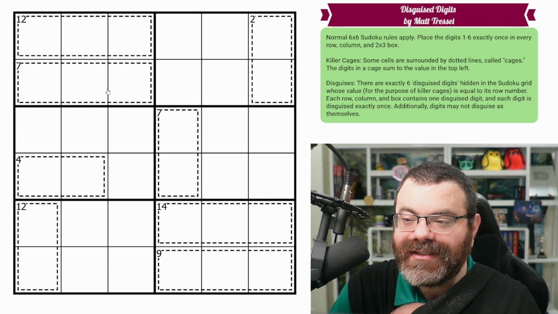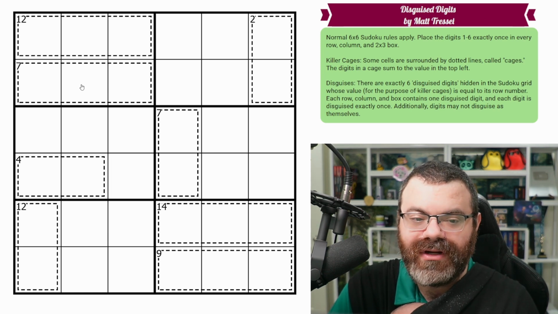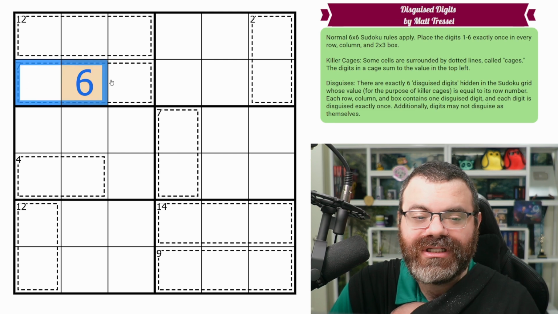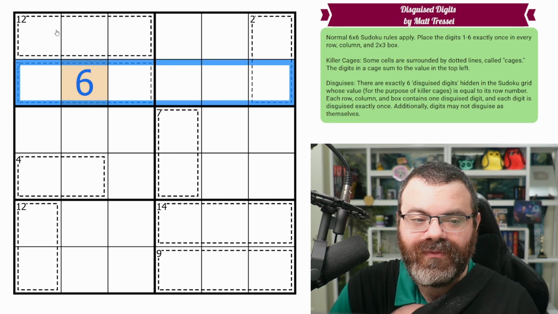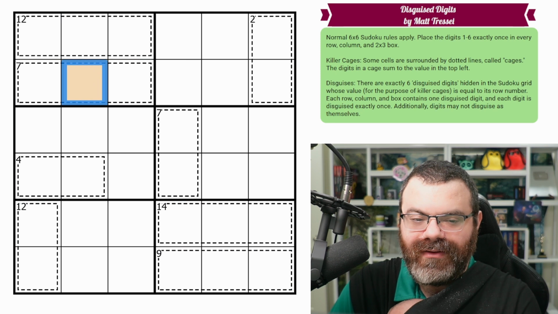Now, the disguise makes the value of the digit for the purpose of the killer cage equal to its row number. So if this was disguised, even if there was, say, a 6 in here, it would just count as a 2, because this is row 2. We count from the top. 1, 2, 3, 4, 5, 6. All right.